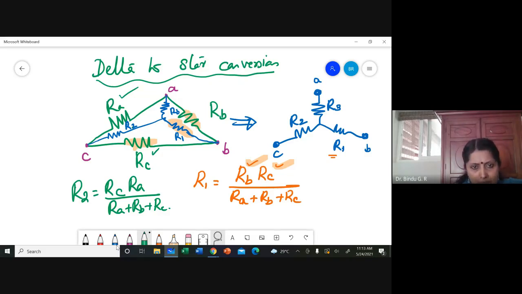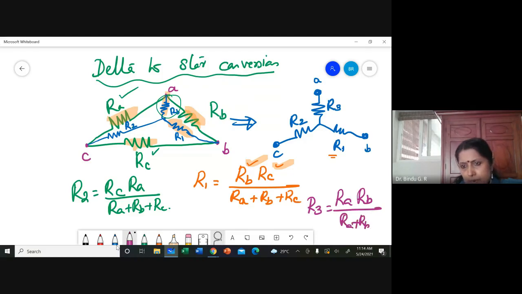Similarly, R3. Which are the resistors on either side of R3? RA and RB. So R3 is equal to RA RB by RA plus RB plus RC. Or in short, what you have to remember is that when you convert from delta to star, each resistor will be equal to the product of the resistors on either side of that resistor divided by the sum of all the three resistors in the delta.